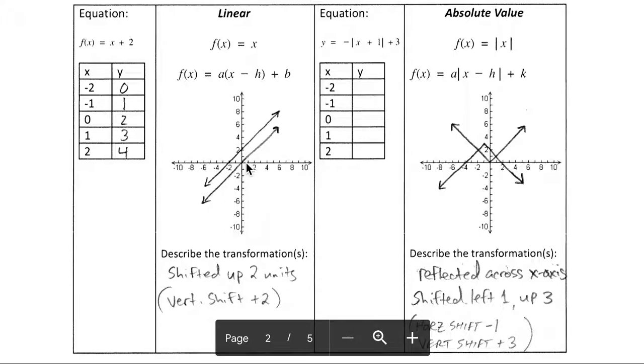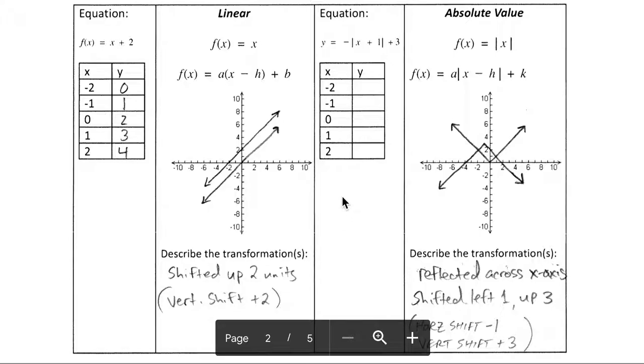So having the parent function and the newly transformed function, let's describe the difference between those, trying to use the vocab of transformations. A shift is sometimes called a translation. If it's a positive value, we move up. If it's a negative value, we move down. So this was a positive shift up 2 units, or a vertical shift of positive 2.